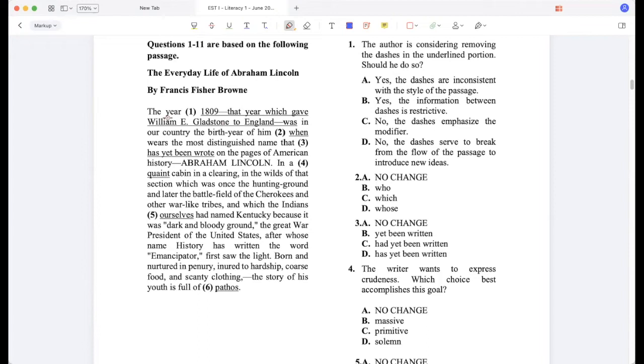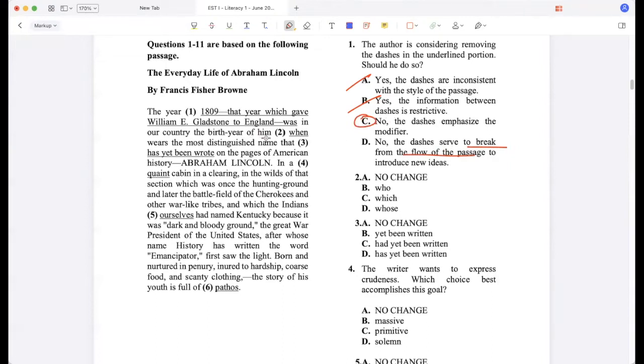So here are my main sentences. The year 1809 was in our country the birth year of him. So obviously I need those dashes, so I'll look at a no answer. The dashes emphasize the modifier, or they serve to break from the flow of the passage to introduce new ideas. The year 1809 was in our country the birth year of him, that year which gave William Gladstone to England. I don't think they break from the passage, right? So I'll go with C.